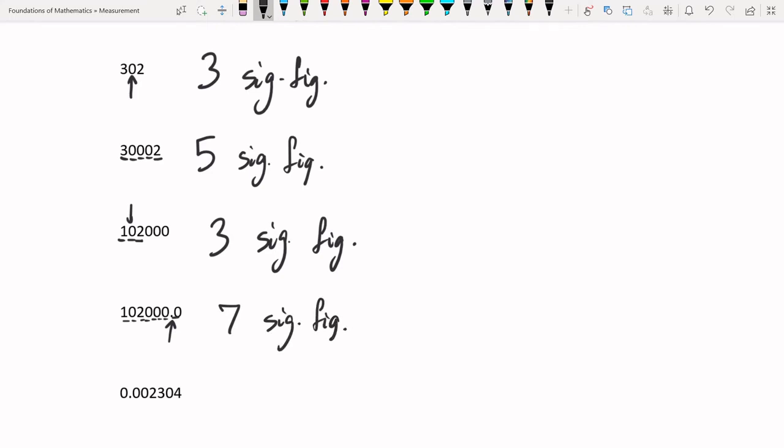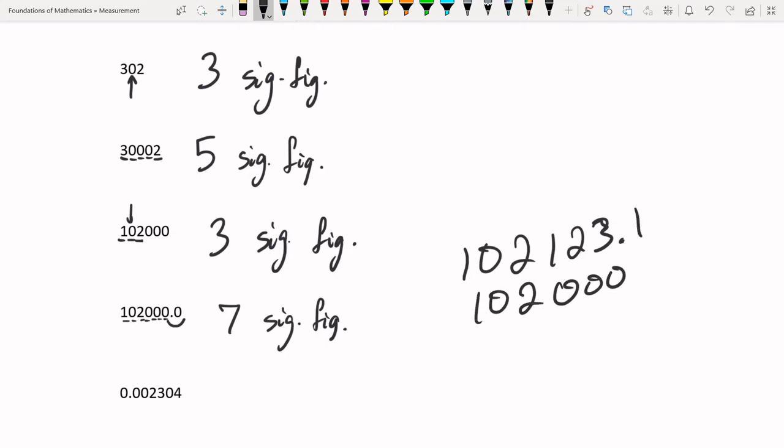Now, why is that the case? Why is there a difference? If the decimal point is written there, that means we have measured to this accuracy. We've measured to the 10th place accuracy, and the number is actually 102,000, with zeros, all that. It's not 102,012. Like, it's not 123.1, right? It's not this. We've measured it, and this is the measurement we got to that accuracy. So all of those numbers are significant.